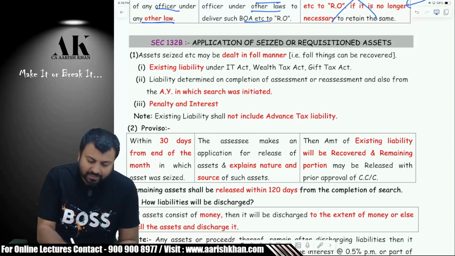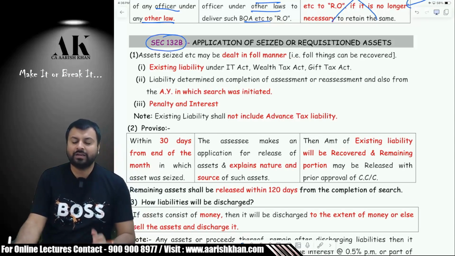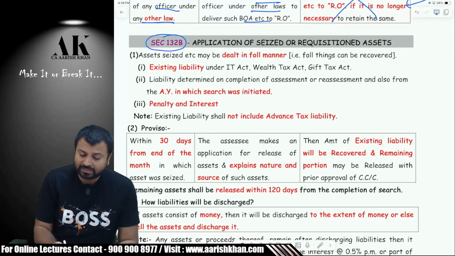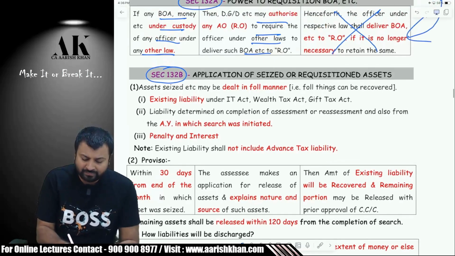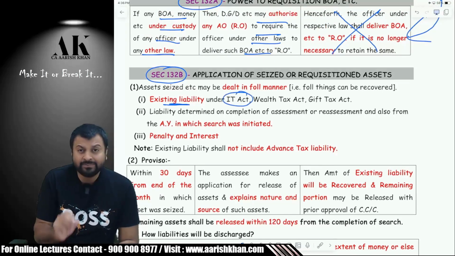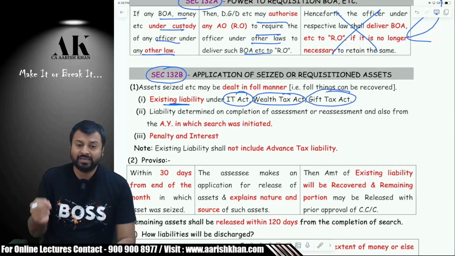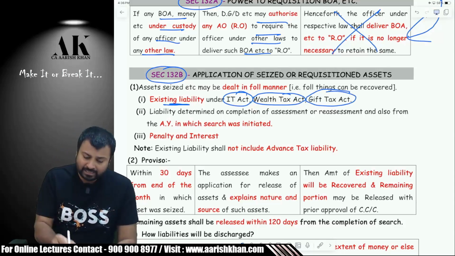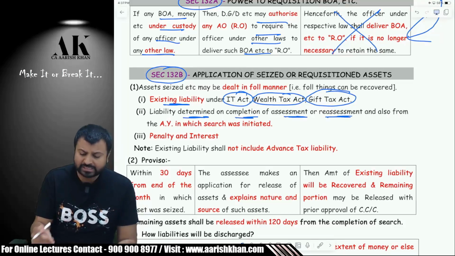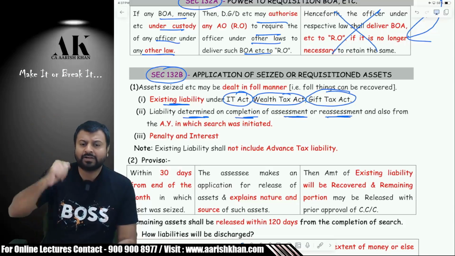So let's see that. It is a very important section, 132B, very important. They will recover the following things. First of all, they will recover your existing liability under the Income Tax Act, even under the Wealth Tax Act and even under the Gift Tax Act, if any. So they will recover your existing liability first of all out of the seized asset. Then they will also recover your liability which will be determined on completion of assessment or reassessment, which will be done after the search and seizure.